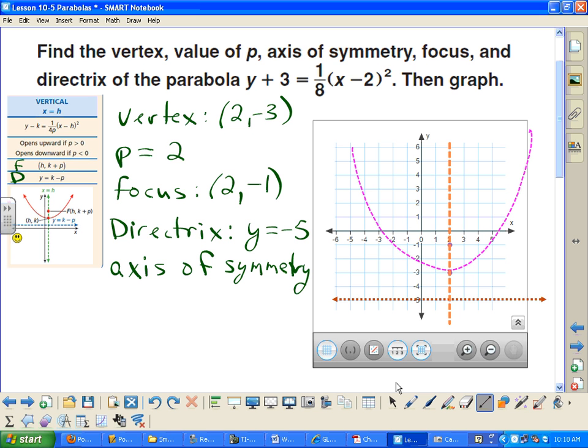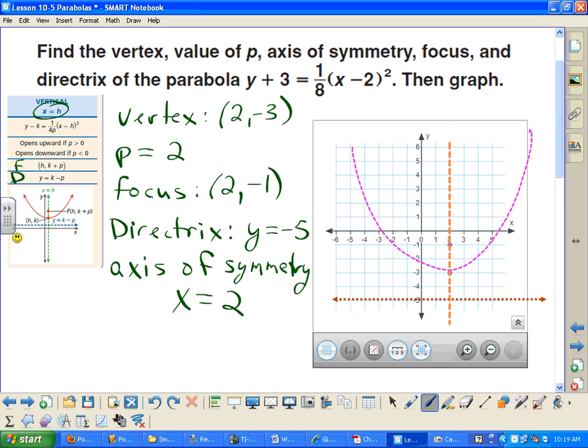And what do we call that vertical line? X equals what? Okay. X equals 2. All right. And look, it's right here. The axis of symmetry is just X equals H. If it opens vertically, axis of symmetry is X equals H. If it opens horizontally, axis of symmetry is Y equals K. X equals 2. And then the last thing they want us to do is to graph it.